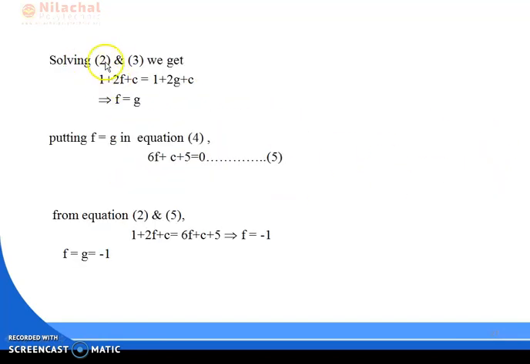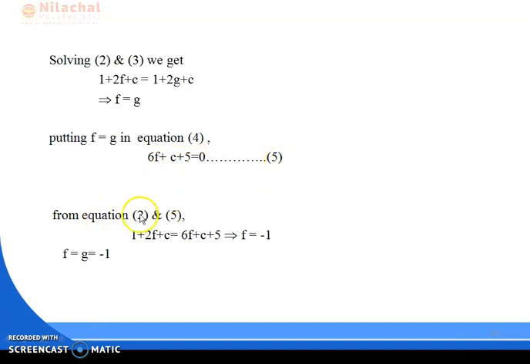So solving 2 and 3 first of all. We know that equation number 2 is 1 plus 2f plus c equals 0 and 3 is 1 plus 2g plus c equals 0. So both equal 0. So from this we get that f equals g. Putting f equals g in equation number 4, what do we get? 6f plus c plus 5 equals 0. Let this be equation number 5.